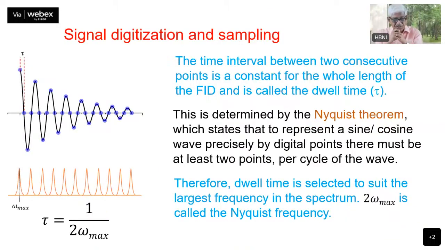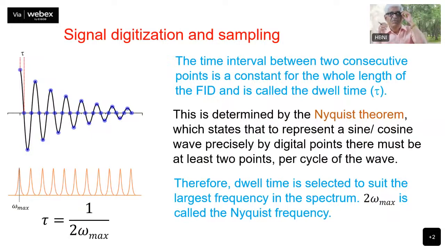Okay, signal digitization and sampling. So as you said, the signal has to be digitized to collect the data at this point. Now, how much should be the interval between the 2 points? That is the important question. The time interval between two consecutive points is a constant for the whole length of the FID and is called the dwell time. And I call this, let us say, tau here.